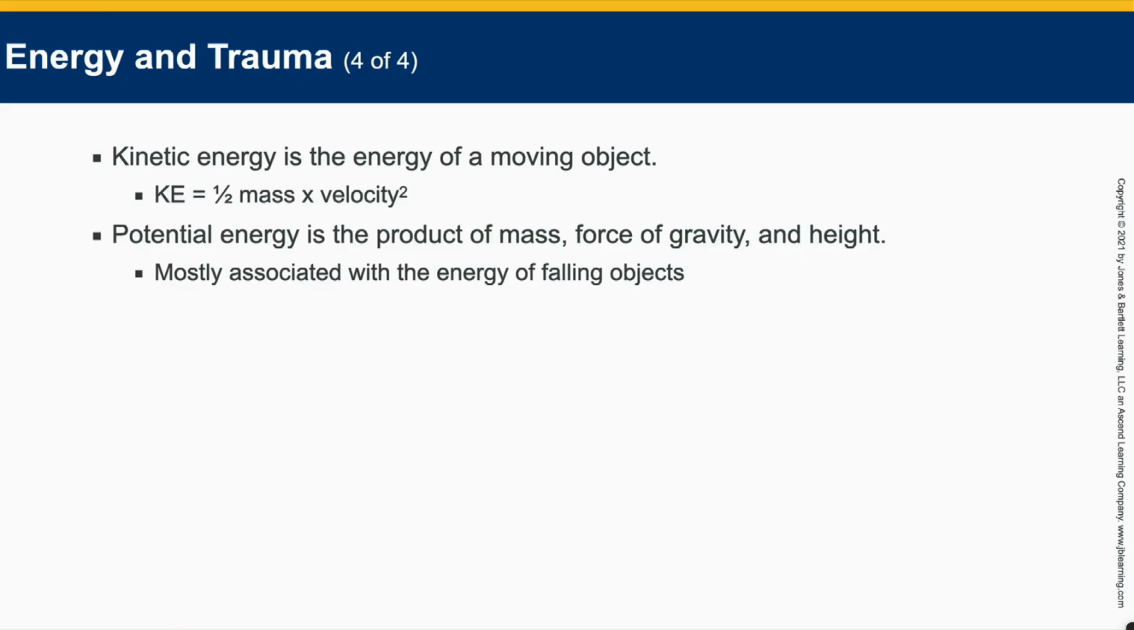Now, on the flip side, we have potential energy. That's stored energy, or energy waiting to be released. This is most commonly related to height and gravity, like a fall. The higher something is, the more potential energy it has, and the more energy gets transferred when it falls. So whether it's a high-speed MVC or a fall from a height, what we're really thinking about is how much energy was transferred to the body, because that's what predicts injuries.